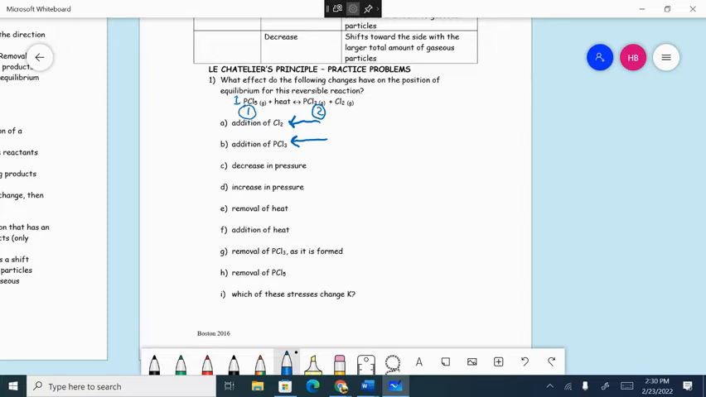So if I decrease the pressure, the gas is going to want to spread out and it'll shift to the side that has more moles of gas. If I increase the pressure, it's going to shift towards the reactants. Now this is the trickiest one, where it's going to affect K.